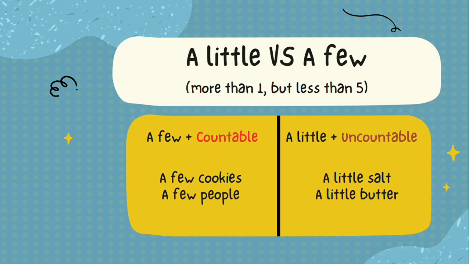Oke, jadi cara bedainnya for many or much itu untuk banyak, sedangkan for a little or and a few itu untuk sedikit. Tapi dua-duanya sama, perbedaannya antara countable and uncountable.